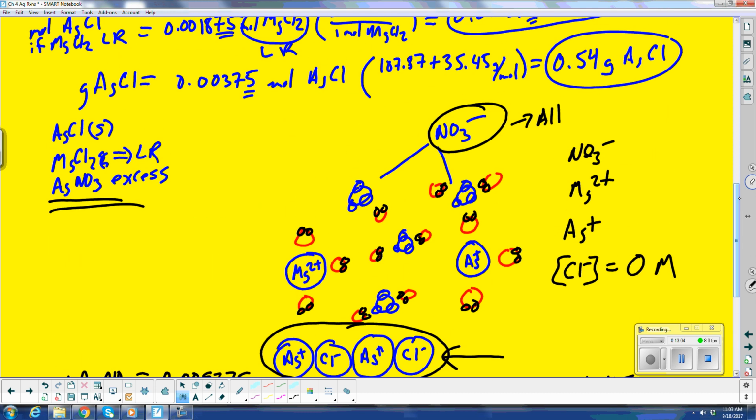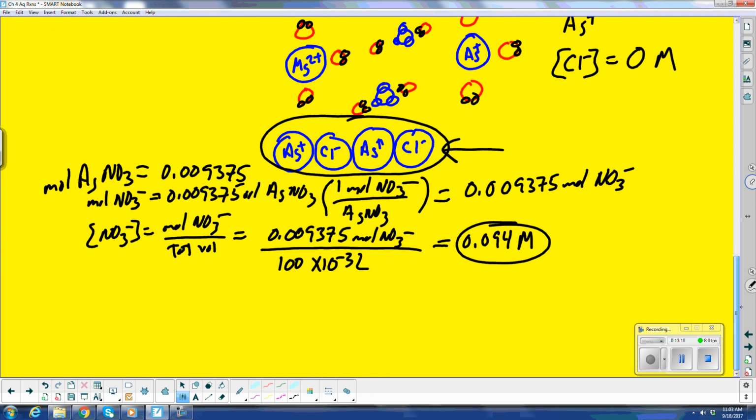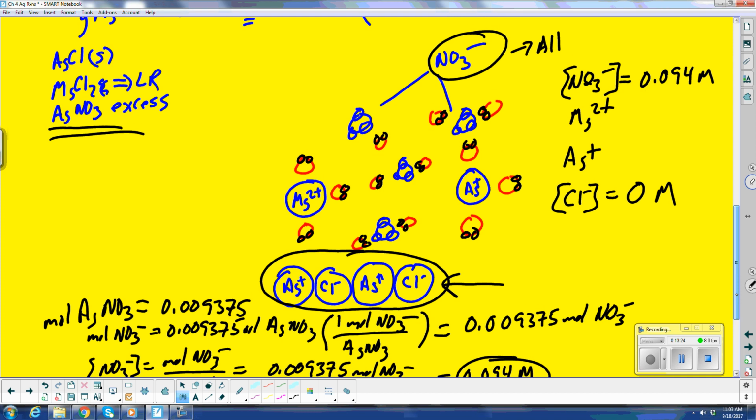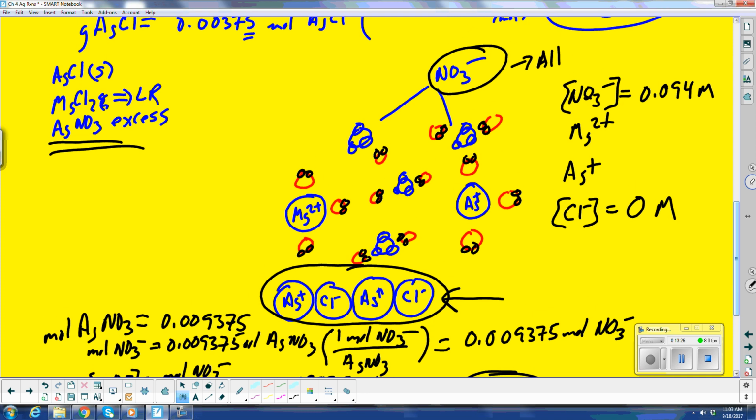We know that my chloride is 0. We know that my nitrate, we just said was what? 0.094. Now the next easy one is magnesium. How much of my original magnesium stayed in solution? So I'm looking at my picture. Here's my magnesium. Did any of my magnesium go into my precipitate? The answer is no. So that means all of my original magnesium stayed in solution.